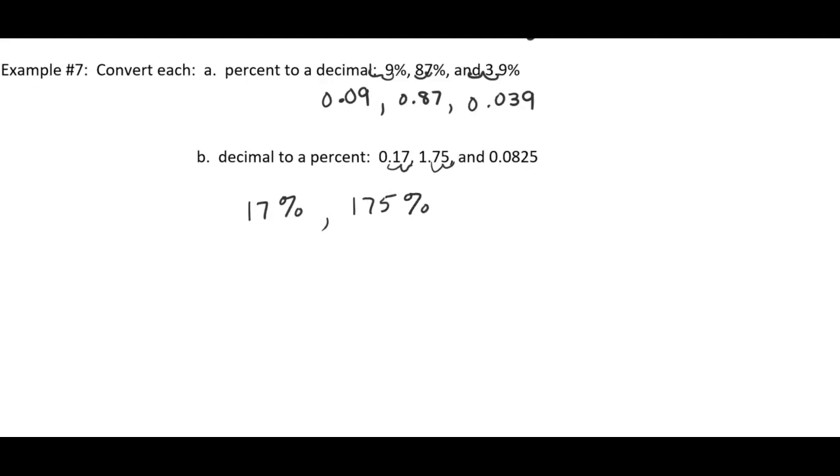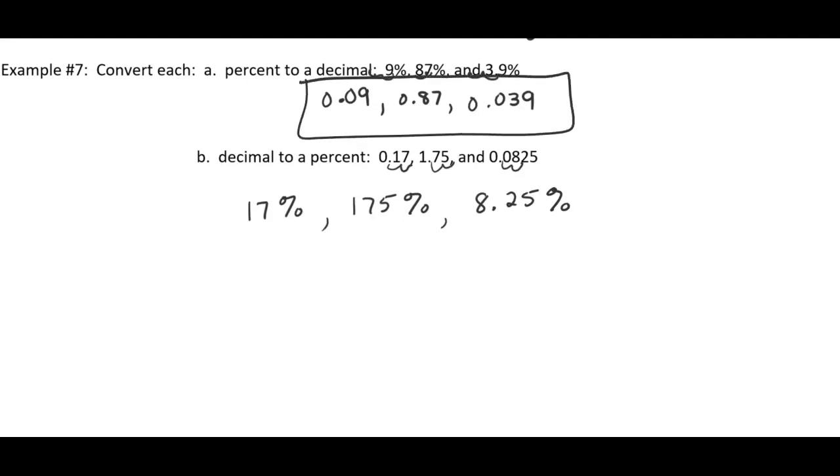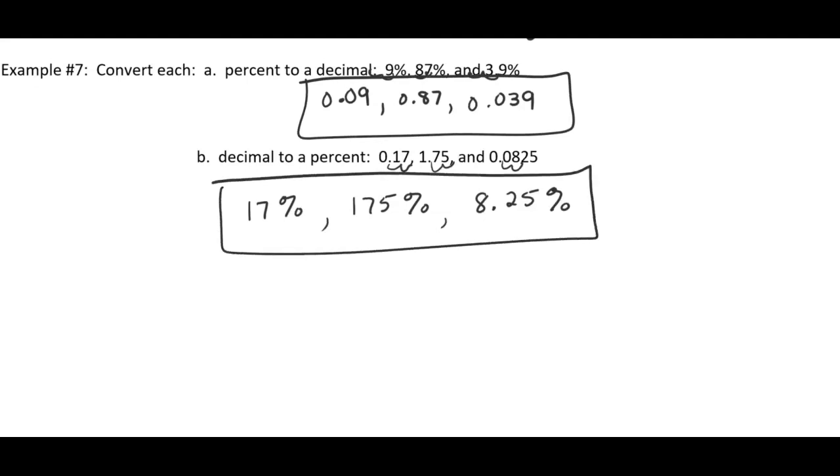Okay. And then finally, we've got one here. We're going to move it 2 decimal places. Looks like we're going to get 8.25%. So again, when we're changing it to a percent, we have to put the percent symbol. So these are our answers. Changing a decimal to a percent and a percent to a decimal.